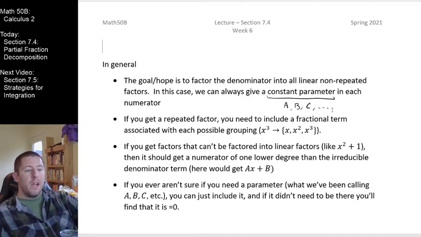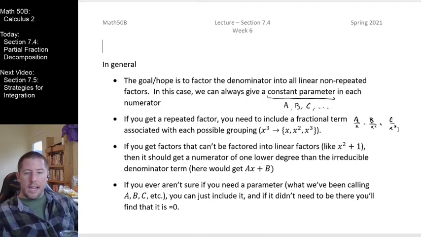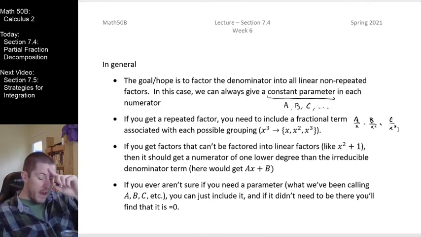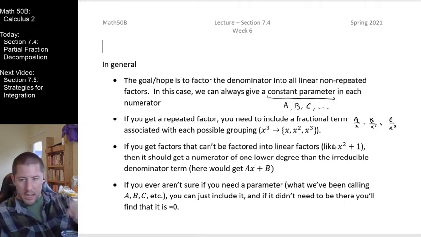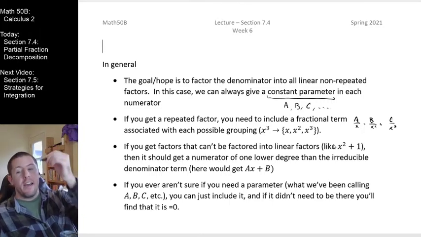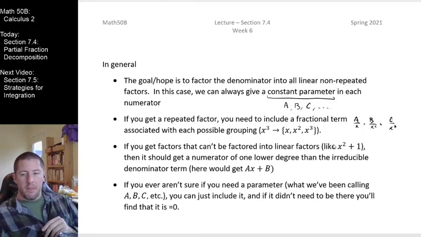If we get repeated factors, then we need to include a fractional term associated with each grouping, right? A over x plus B over x squared plus C over x cubed, something like that. That's saying account for each of the possible factors that we could break it down into. All of them need their own special term in there. If we get factors that can't go into linear factors, like x squared plus 1 or the x squared plus 3 up above, then the numerator should be an unknown of 1 degree less than the denominator. If we had an irreducible cubic in the denominator, then you need to have an Ax squared plus Bx plus C as your numerator up there. You've got to have a numerator of 1 degree lower than your denominator.